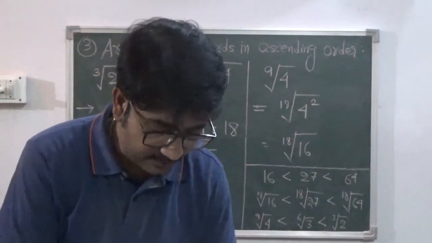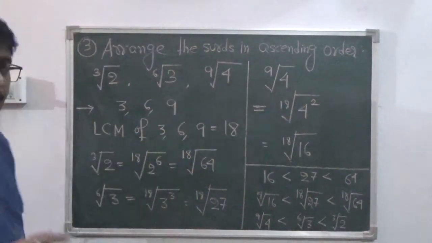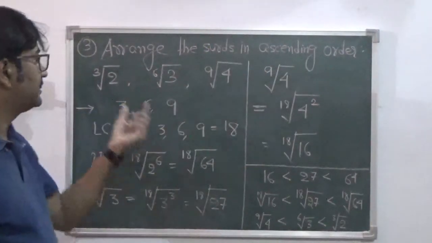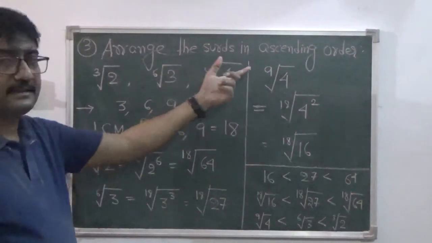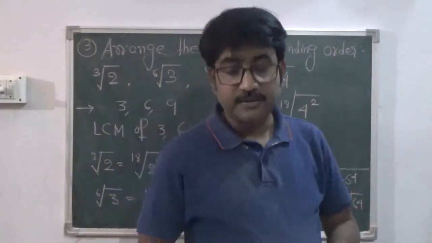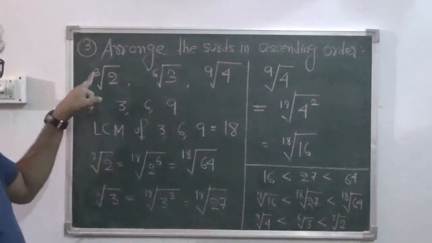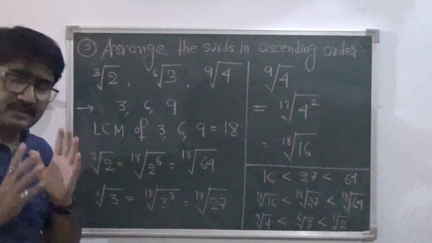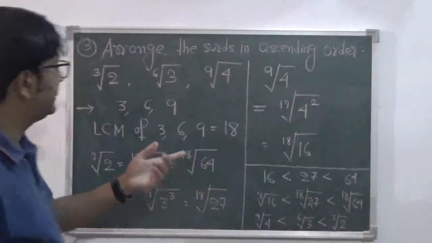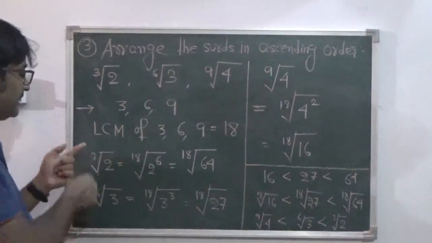Next question we will go, but before that let us discuss it once more. Arrange the surds in ascending order. The values given are this, this and this. First of all, we need to make the order of the three surds equal. The orders here are 3, 6 and 9. So you have to take the LCM of these three orders. The LCM comes to 18. So you have to make all the orders equal to 18. So if it is 3, multiply by 6.